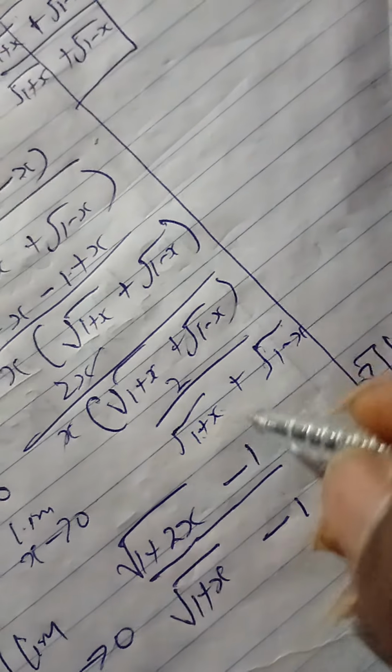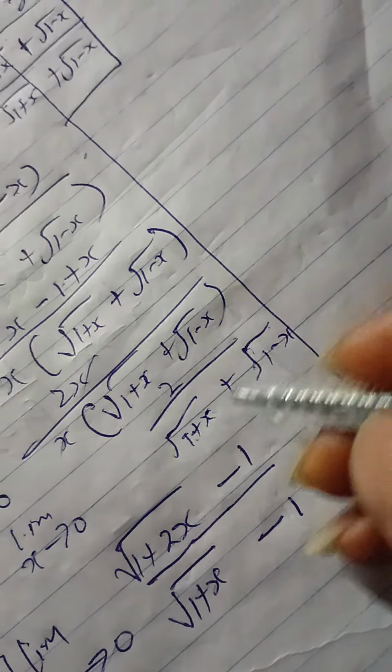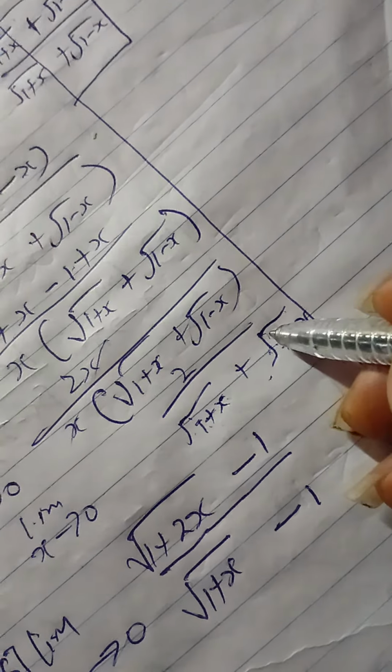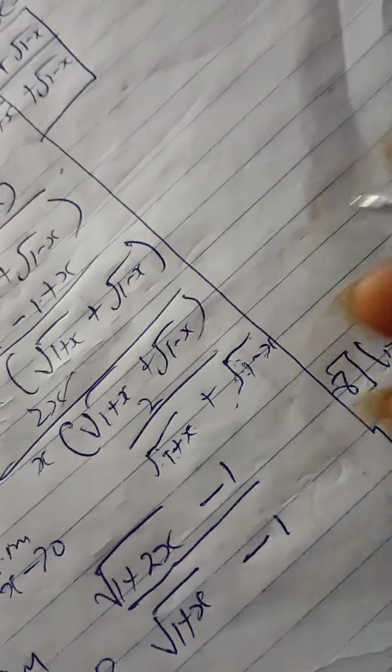Then your answer is what? Your answer is 2 over 2, that's 1. Put your 0, you get root 1 plus root 1, because 1 minus 0 is 1, root 1, and 1 plus 0, 1, root 1. Root 1 plus root 1 is 1 plus 1, because root 1 is 1, that's 2. So 2 over 2, you get 1.